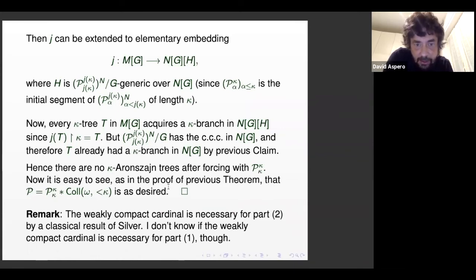And now you argue, as in the previous theorem, that when you take the forcing for adding the gap followed by the Levy collapse of kappa to become omega_1, that will work. And the weakly compact kernel is at least necessary to get the independence result over ZF.